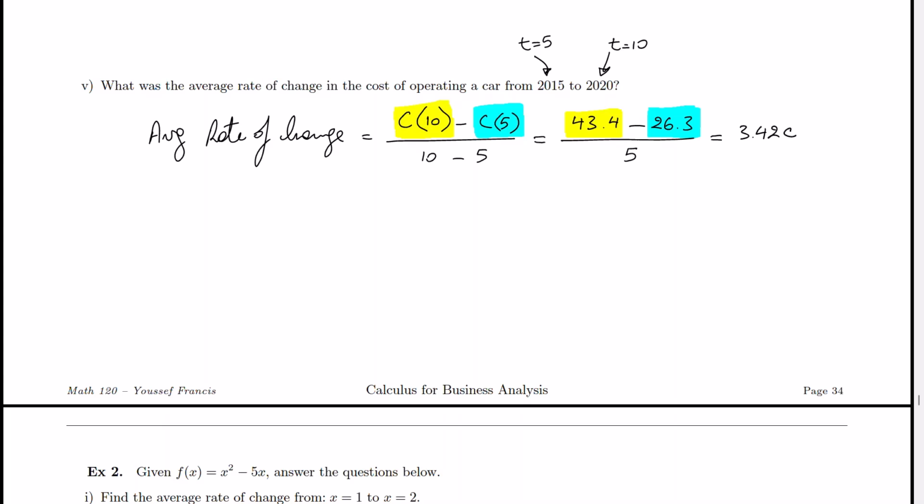3.42, and the unit is cents per mile. That's the numerator because that represents the cost. And the denominator is in years, so cents per mile per year is my final unit. So 3.42 is the number that we care about.